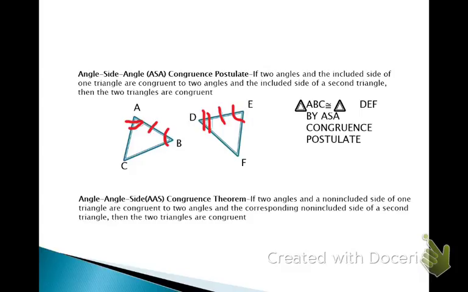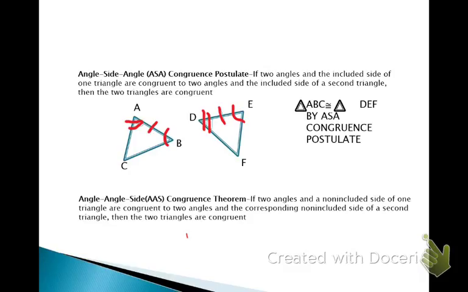And again, make sure you get the vertices that correspond to each other in the correct order when you name them. A has two hash marks. D has two hash marks. Those two go together, and so on. All right?